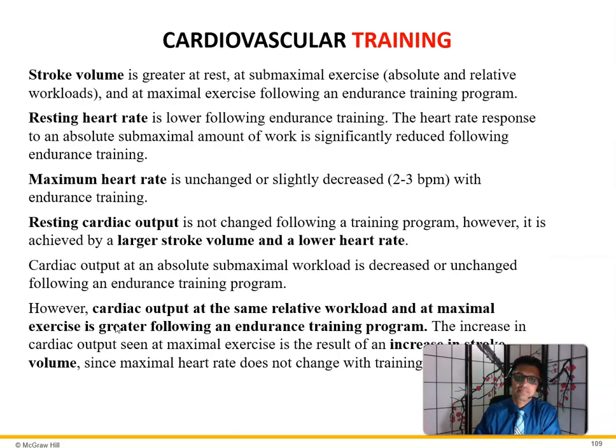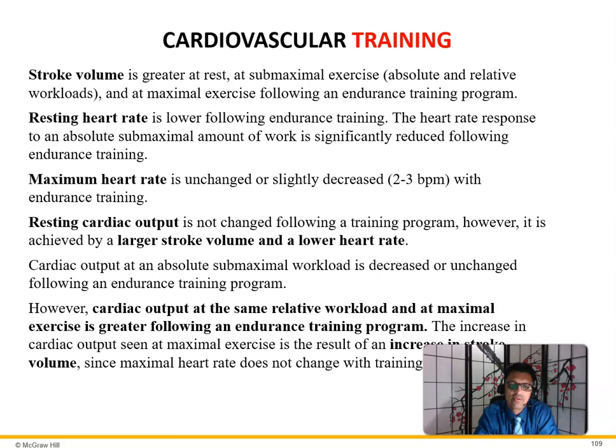Okay. Stroke volume is greater at rest, at submaximal exercise, at absolute and relative workloads, and at maximal exercise following an endurance training program. Your resting heart rate is going to be lower as you become more efficient. Your maximal heart rate is unchanged or slightly decreased with endurance training, so you're not all of a sudden going to have a higher max heart rate. Resting cardiac output is not changed following a training program. However, it is achieved by a larger stroke volume and a lower heart rate, meaning you're more efficient.